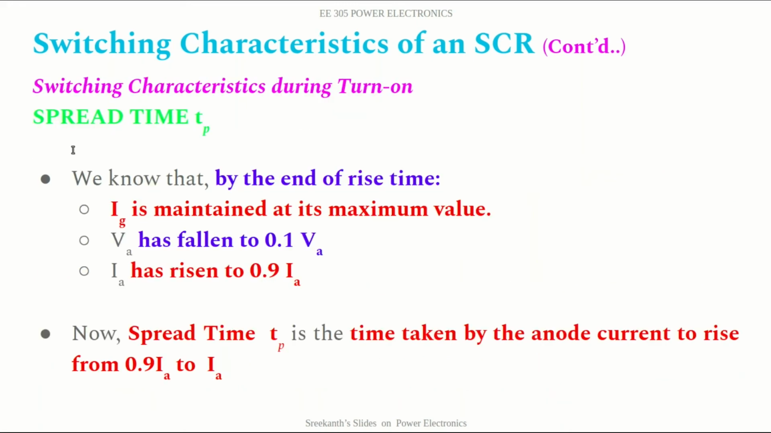Now spread time. We know that by the end of rise time, IG is maintained at its maximum value, gate current is maintained at the maximum value, anode voltage VA has fallen to 0.1 VA and anode current IA has risen to 0.9 IA. Now spread time TP is the time taken by the anode current to rise from 0.9 IA to IA.